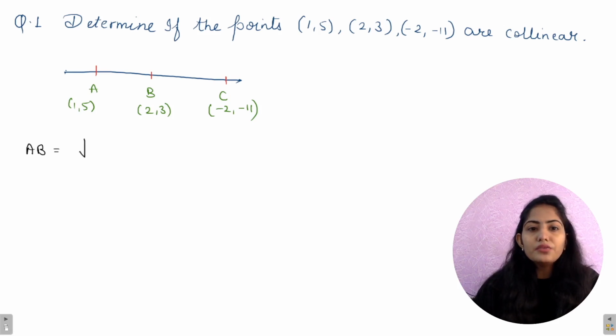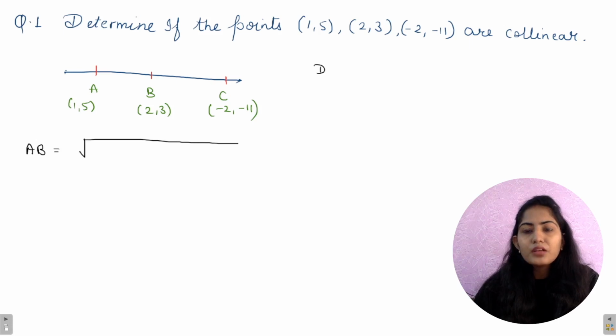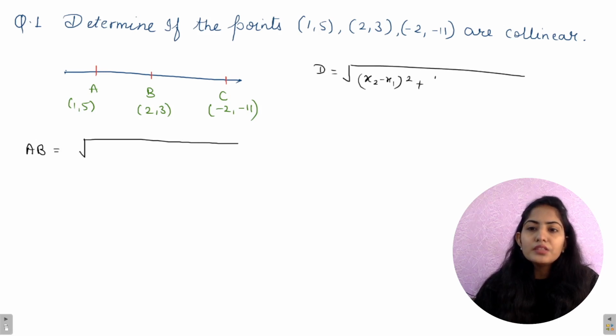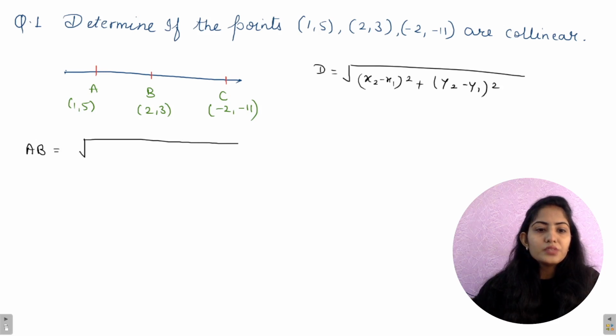Now we will put the values. I am using that distance formula. So first of all, we will write here, distance formula is d equals root of (x2 minus x1) whole square plus (y2 minus y1) whole square. So I am going to use it. So let's put the values.